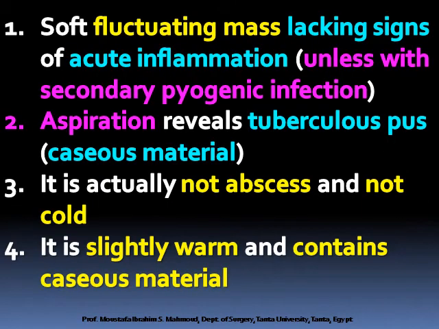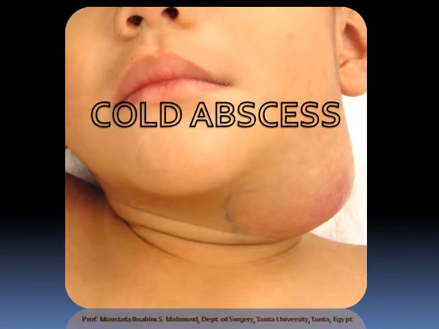Cold abscess: a soft fluctuating mass lacking signs of acute inflammation unless with secondary pyogenic infection. Aspiration reveals tuberculous pus, caseous material. It is actually not an abscess and not cold. It is slightly warm and contains caseous material.